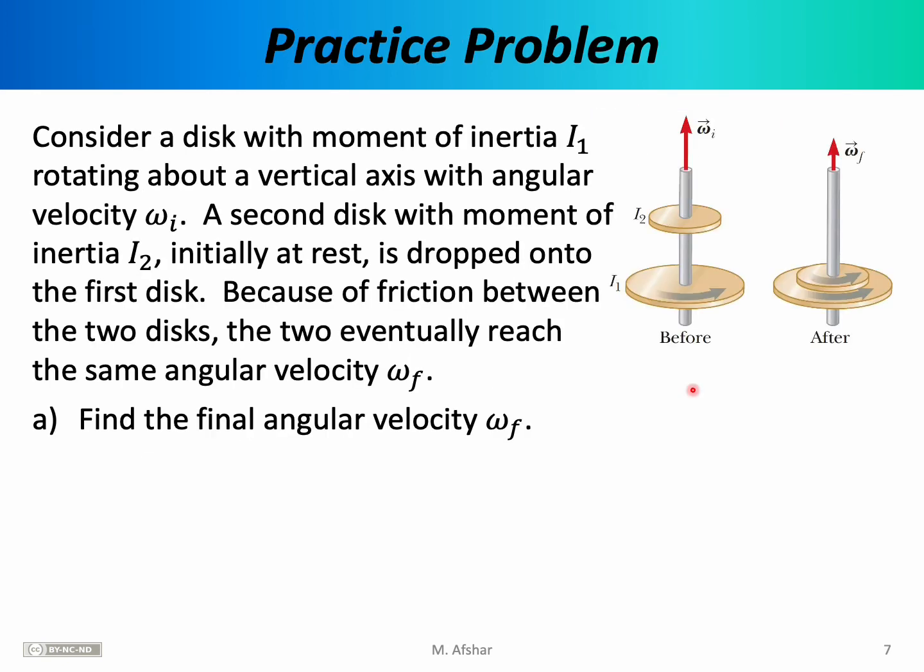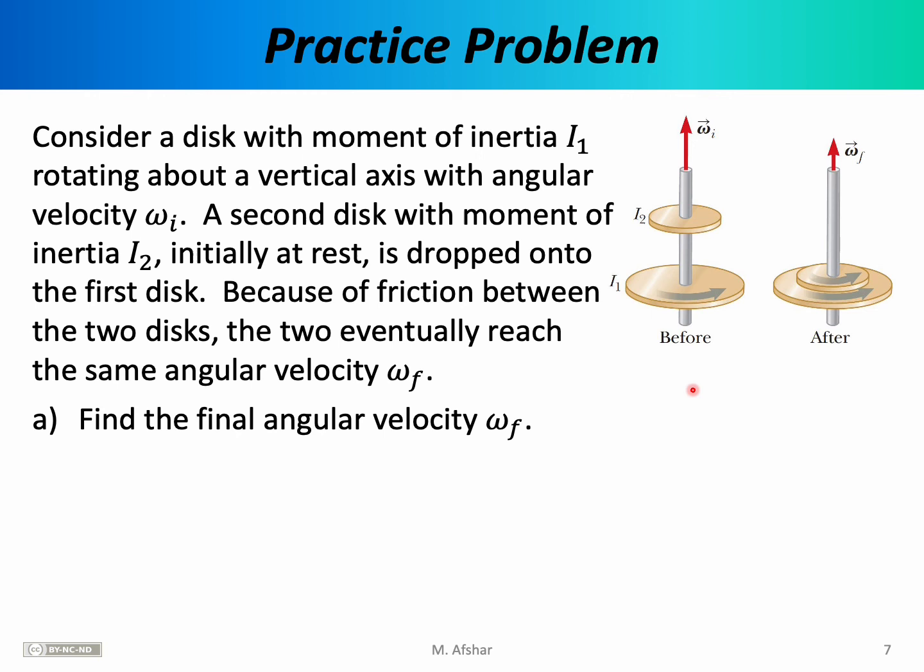Let's end this lecture with a practice problem. Consider a disk with moment of inertia I1 rotating about a vertical axis with angular velocity omega initial. A second disk with moment of inertia I2 initially at rest is dropped onto the first disk. Because of friction between the two disks, the two eventually reach the same angular velocity omega final. Find the final angular velocity omega sub f.